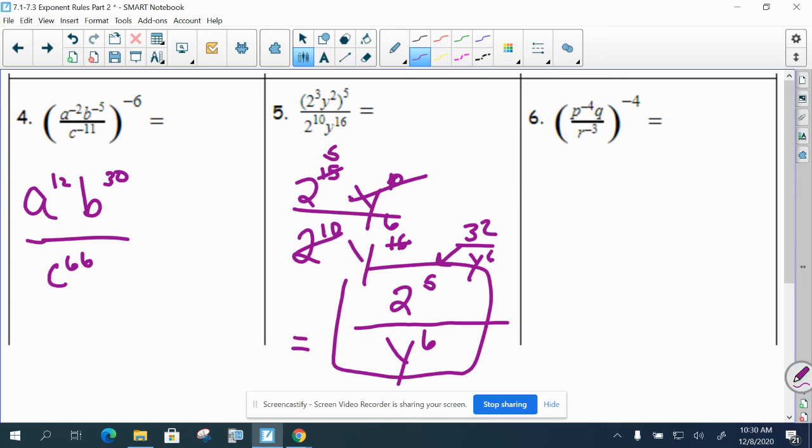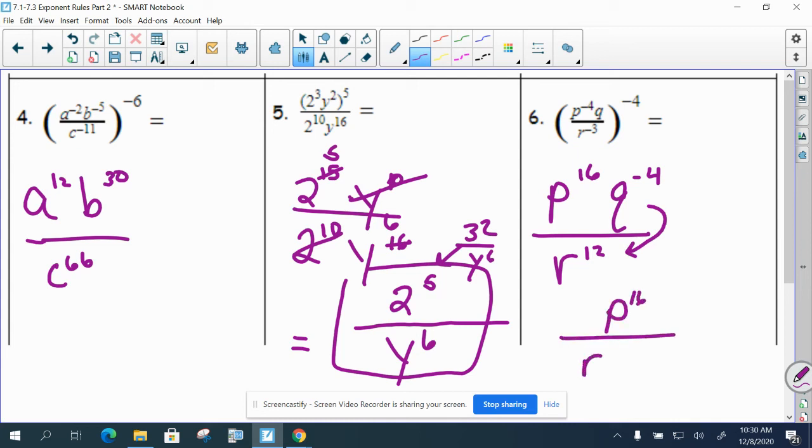Number 6. So let's go ahead and distribute the -4 into each exponent. So it would be p to the positive 16th, q to the negative 4th, over r to the positive 12th. Since q has a negative exponent, we move it to the denominator. So p to the 16th over r to the 12th, q to the 4th. And that would be the final answer.